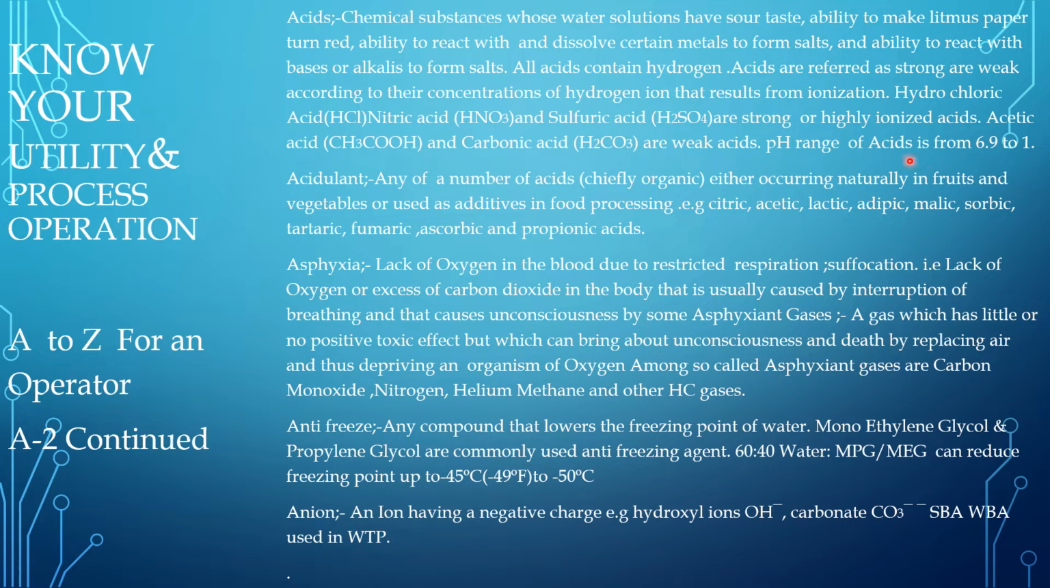The pH range of acids is from 6.9 to 1, that is, less than 7 for all acids. Now we can see another terminology called acidulant.